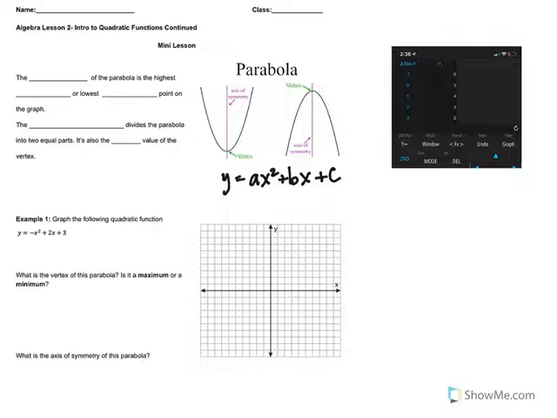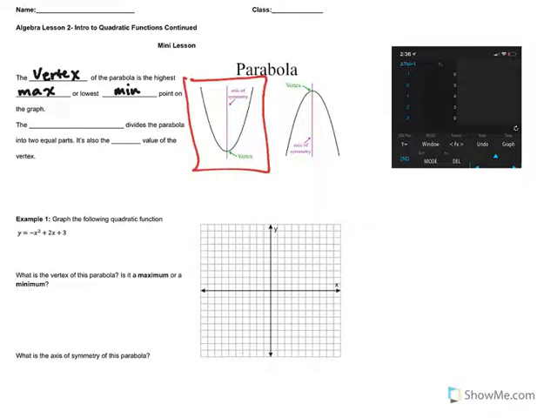So the vertex of our parabola is the highest, or maximum, point of the parabola, or it can also be the lowest, or minimum, point, depending on what your parabola looks like. If the graph of your quadratic equation looks something like this, a smiley face opening upwards, then your vertex, this point right here, is the very lowest point on your graph, which means that point is going to be a minimum.